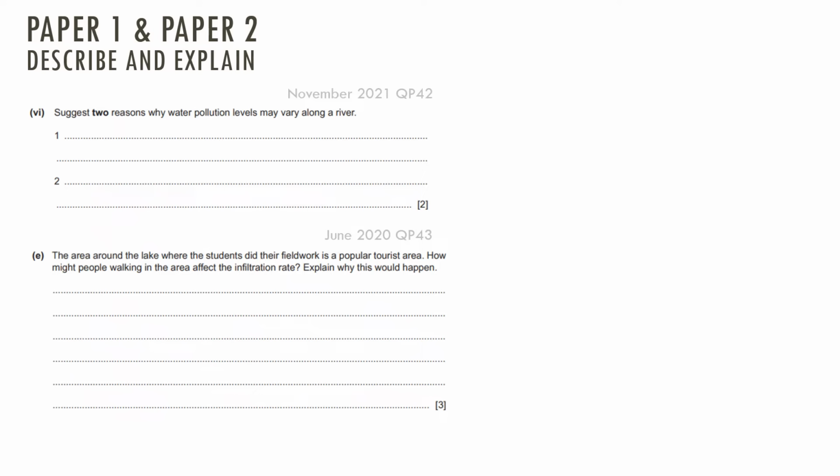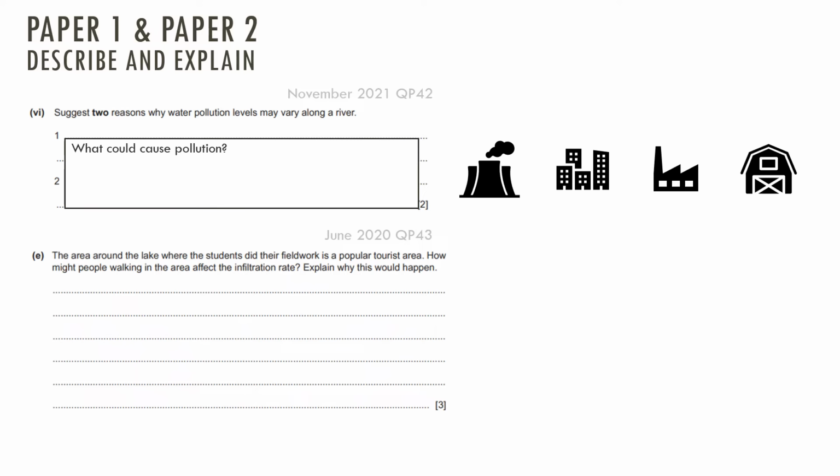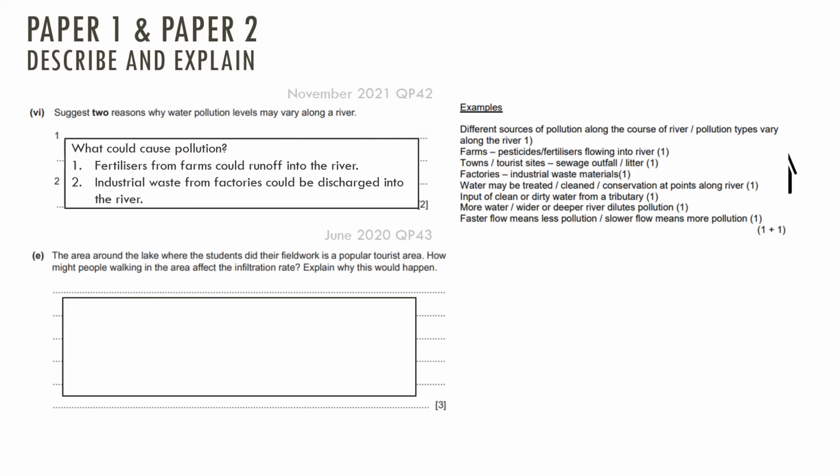Other questions that do appear, you've got things like water pollution that you might not necessarily need to be aware of in depth for paper 1 and paper 2, but you are expected to know it for this. So again here, think about what could cause pollution. Fertilizers from farms could run off into the river, industrial waste from factories. So think about it if you're unsure. And again, I'll give you some points here.